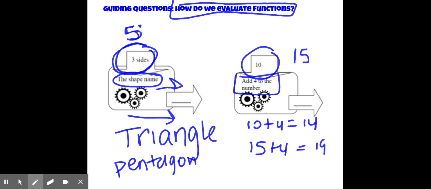So that's what we're going to be talking about today: specific functions, but we're not going to have a machine like this. It's going to have different notation, which is called function notation, which I'm going to introduce to you now.